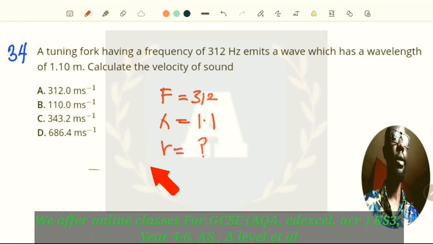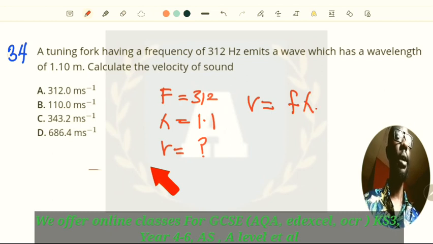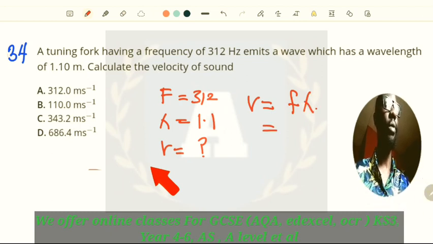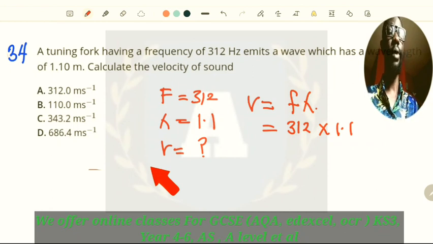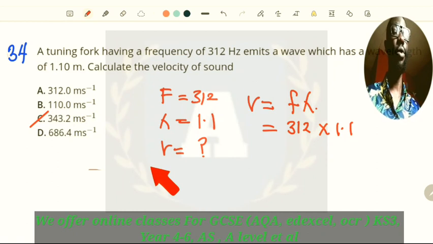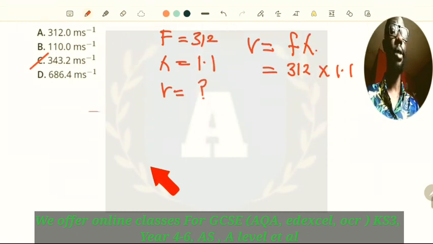Okay, so we know that velocity is the product of frequency multiplied by the wavelength. So therefore the frequency 312 multiplied by 1.1. So what do we have there? That is 343.2 meters per second.